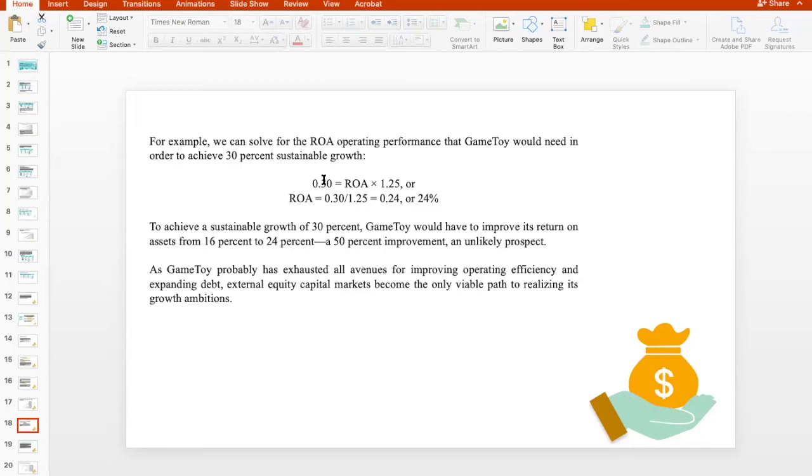So if the G, the growth rate, is equal to the ROE times the financial leverage ratio, and the financial leverage ratio is equal to 1.25, this means that the ROA should be equal to 24%. Remember, the ROA was equal to just 16% at the beginning. So this represents an increase by 8%, or 50% more compared to the initial ROA.